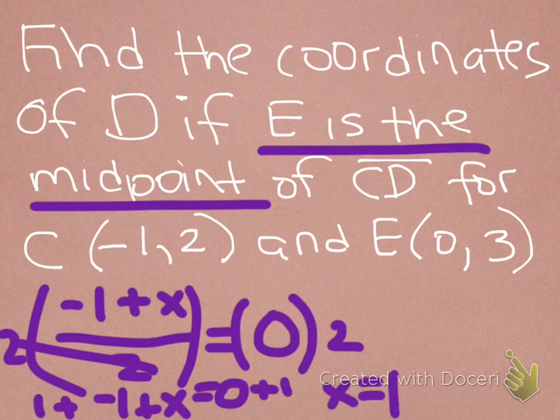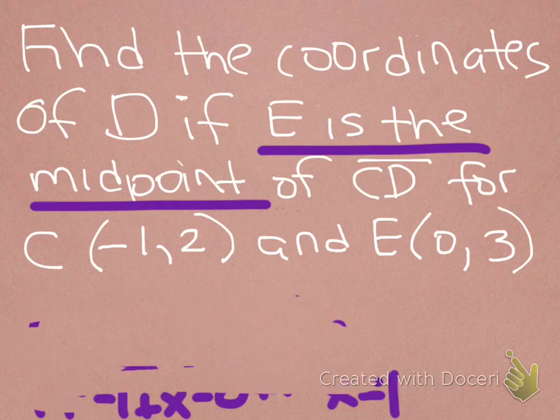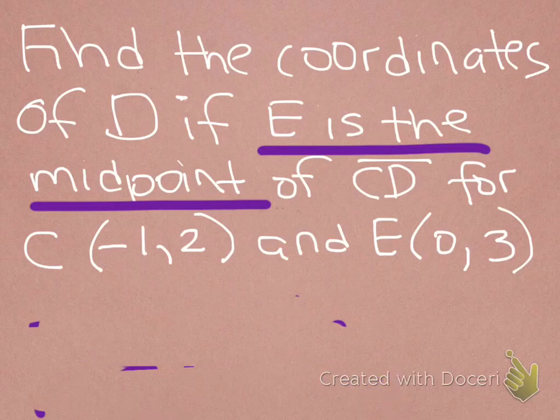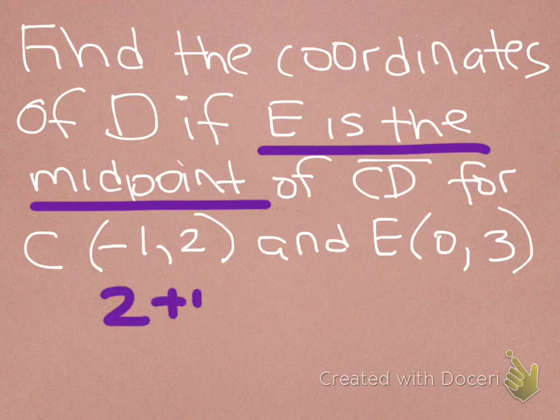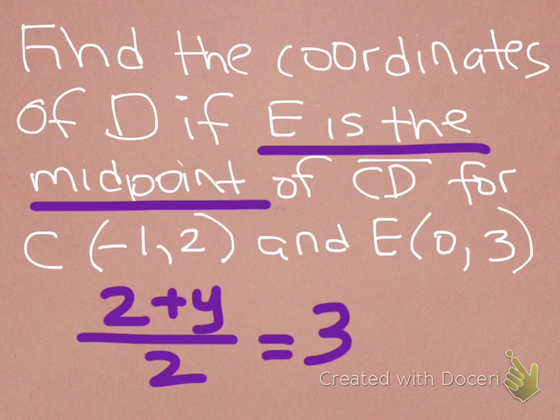Then we need to do the same thing for our y-coordinate. So we're going to take our y-coordinate for C, which is 2, and we're going to add y, because we don't know the other y-coordinate for D. But we're going to put that equal to 3, which is our y-coordinate in our midpoint here.